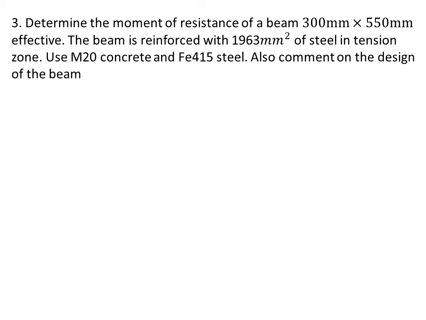The third question: determine the moment of resistance of a beam 300 mm by 550 mm effective. Effective is mentioned here, so the width and the depth are effective, and we don't have to subtract anything from them. The beam is reinforced with 1963 mm square of steel in the tension zone. Since the number of bars is not mentioned, they have given us the area of steel directly.